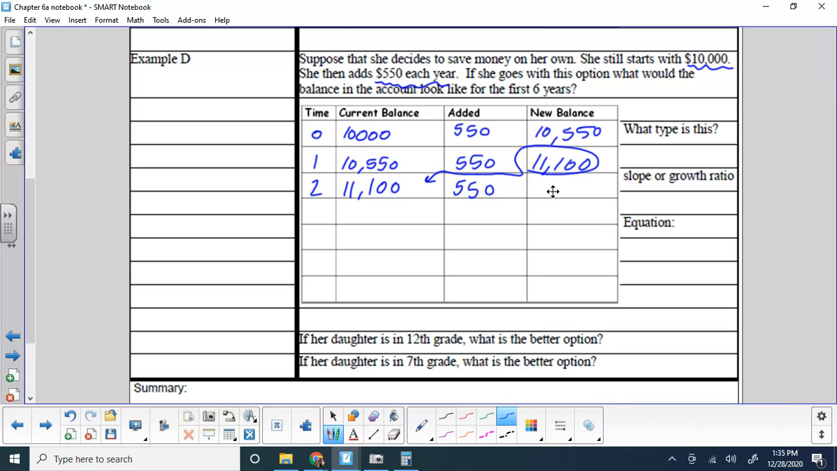Adding $550 more, now she has $11,650. Plopping that down on year 3, she starts with $11,650, adds $550 more, and now she has $12,200. I'm going to continue to do this pattern. If you'd like to pause and do it on your own, go ahead and do that. It's a great idea.